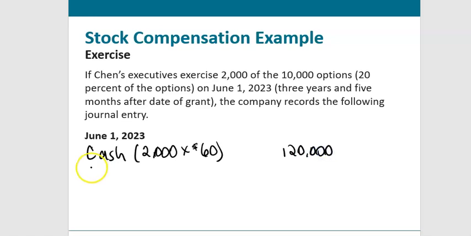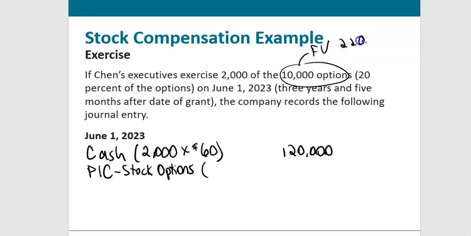We want to reduce the stockholders' equity account paid-in capital stock options, because these options have been exercised, so we take them off the books. At what amount? The fair value of the options that were exercised. So what is the fair value of these options? We know that all 10,000 options had a fair value equal to 220,000.